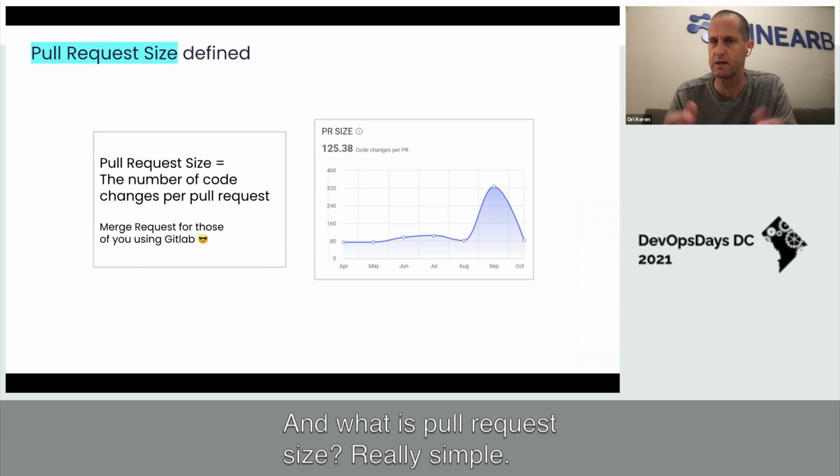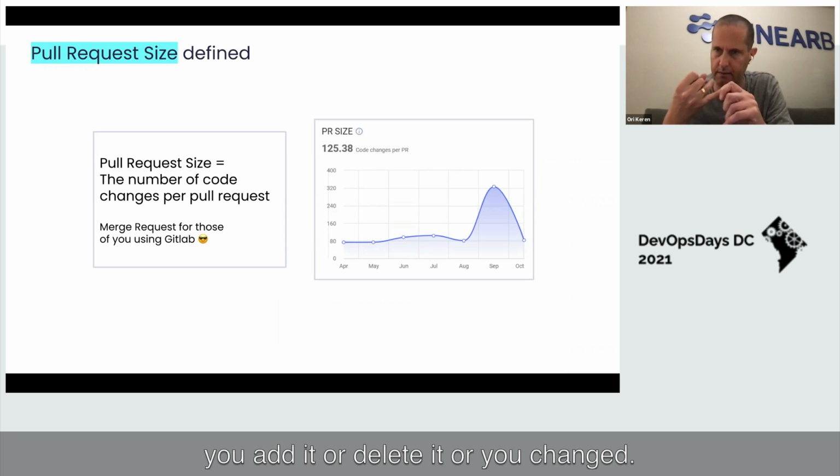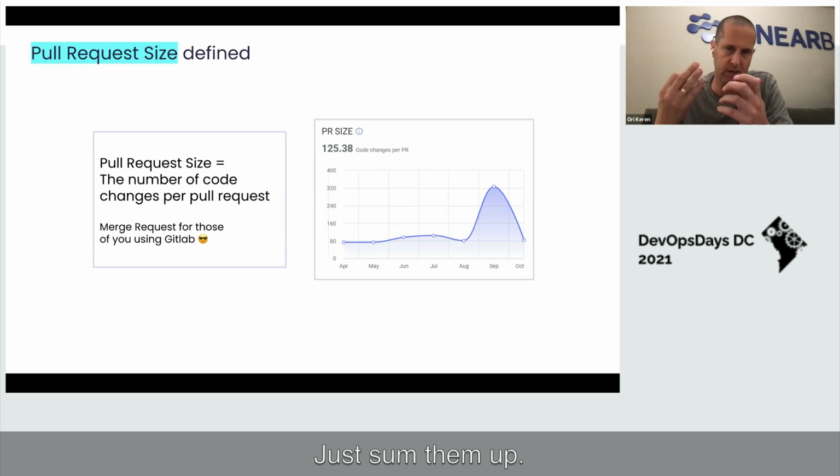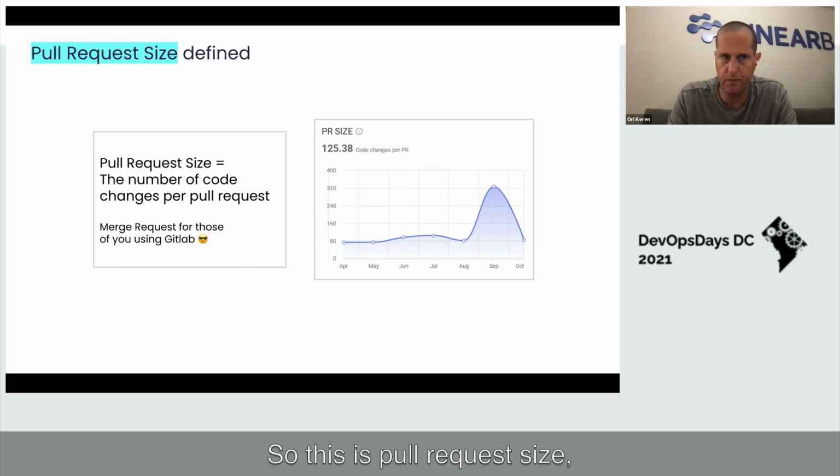What is pull request size? Really simple. Take the lines of code in a pull request that you added, deleted, or changed, and just sum them up. That's your pull request size right there. If you're in GitLab, you probably know it as merge request size. So that's pull request size.